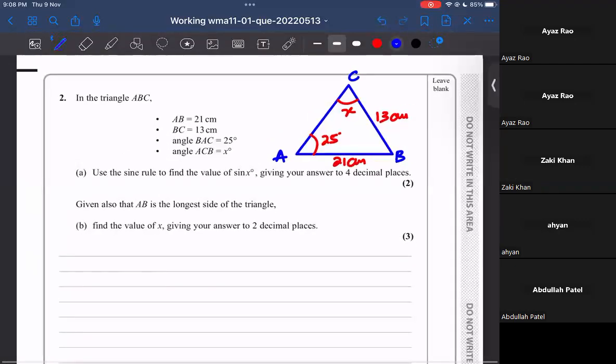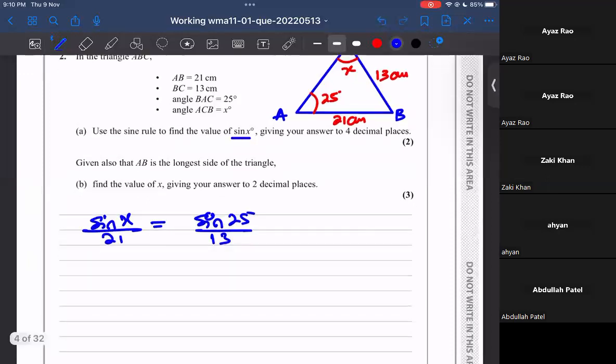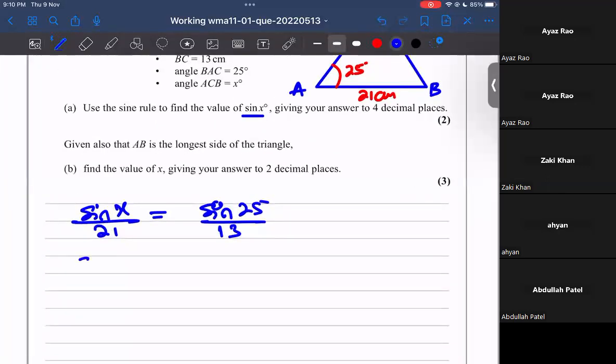So what we are going to do, we are going to find out using the sine rule. They have already told us how to find it. They have told us to use the sine rule, find the value of sin x up to 4 decimal places. So we know this is the sine rule: sin x divided by opposite side is equal to sin 25 divided by opposite side. Okay? You're going to cross multiply these values because I need the value of sin x. I don't want the x value. I want the sin x value.